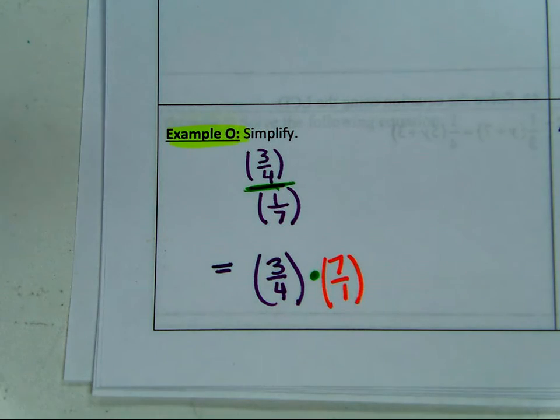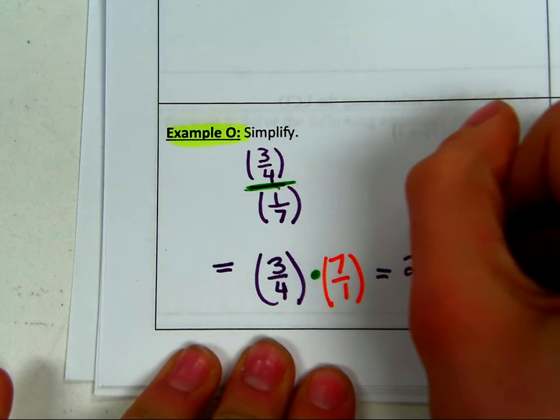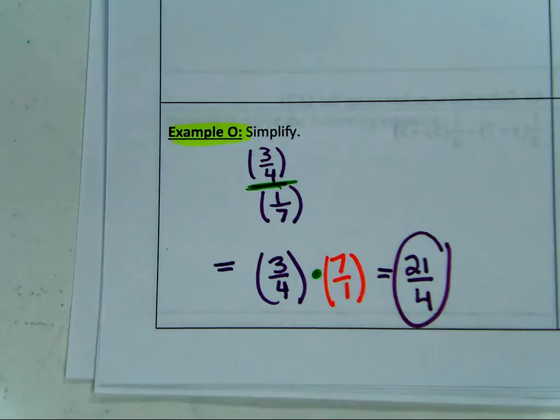And then we can multiply these fractions, multiply the tops. 3 times 7 is 21. And the bottom, 4 times 1 is 4. And your answer is 21/4.